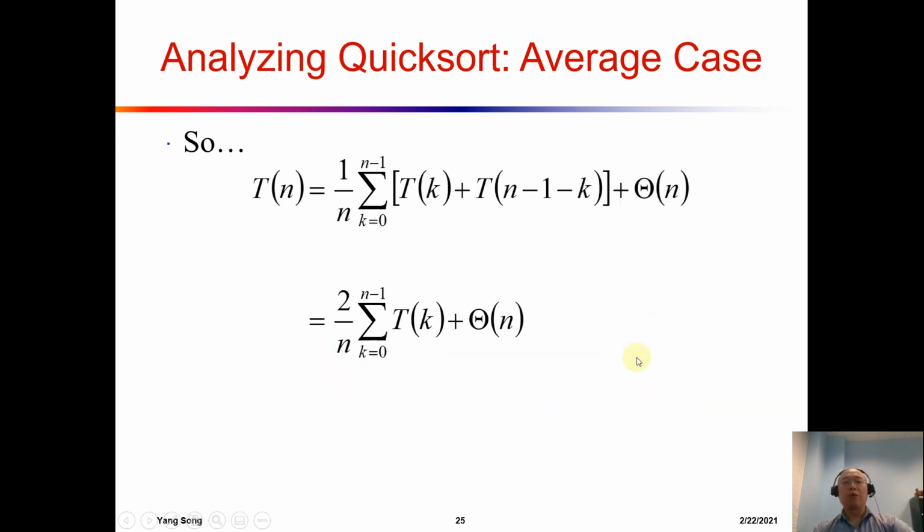Then we want to massage this a little bit, and we want to extract the 2 here, because each of the T(k) terms is counted twice. So we extract the 2 so this summation, or sigma, will be easier. Okay, so this is T(n) using the probability of all the possible partitions.